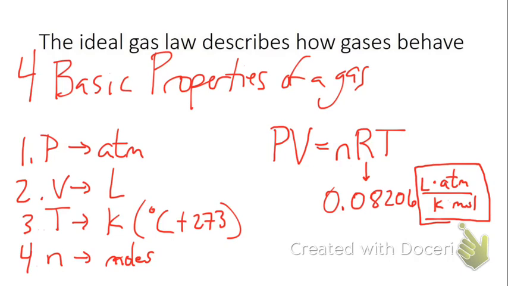You need liters, atmospheres, and Kelvin. Use constants. Whenever we're giving you a constant, there's a reason why we give it to you. Use the units to help drive your conversions. So how can we use the ideal gas law?